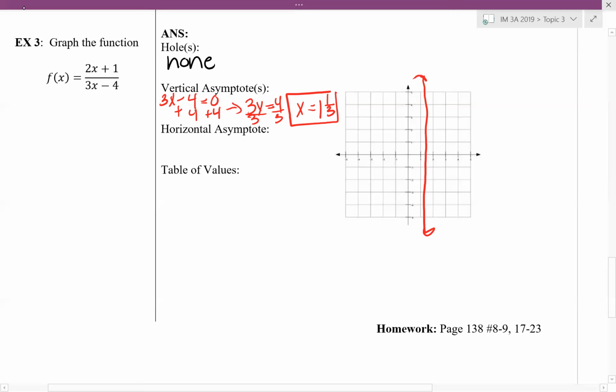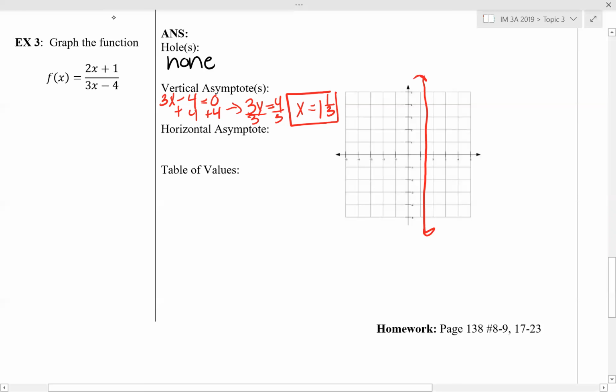The horizontal asymptote has to do with the degree of the numerator compared to the degree of the denominator. Since the numerator and denominator are both linear equations, right? 2x plus 1 is linear. 3x minus 4 is linear. They both have a degree of 1.